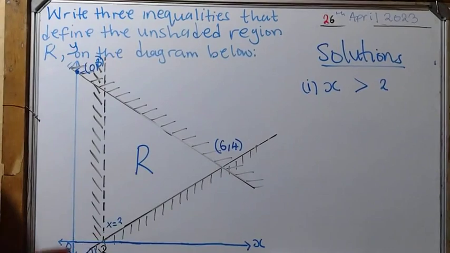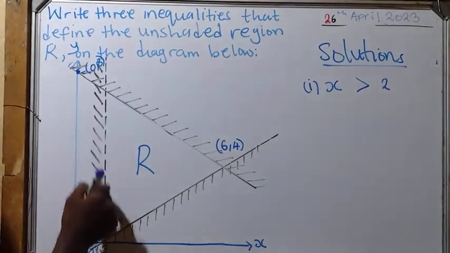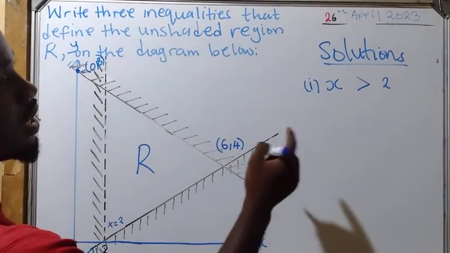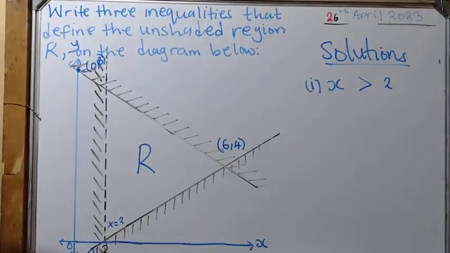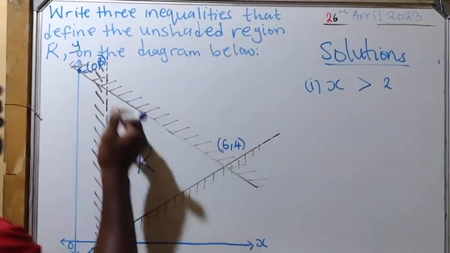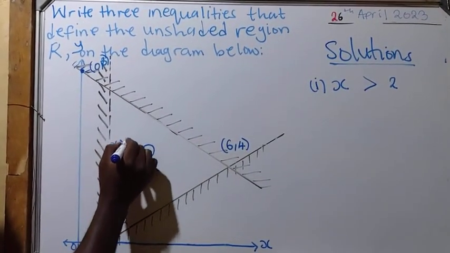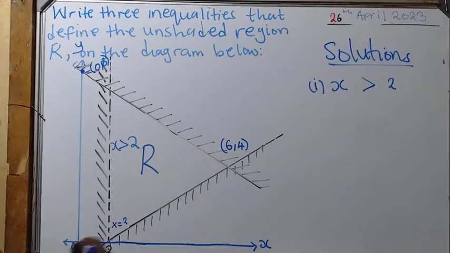Now looking at the type of line that we have, it's a broken line. This is a broken line, so I'm not going to say greater or equal to. No, it's not going to be equal to. So this is the answer for this line: x greater than 2. Then we come to the second one.